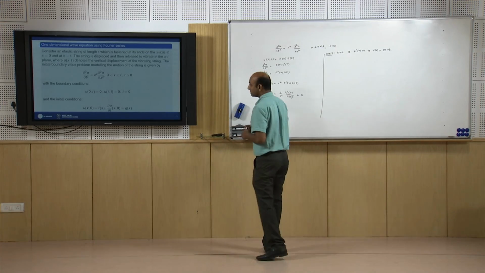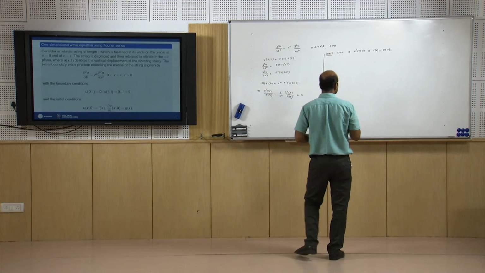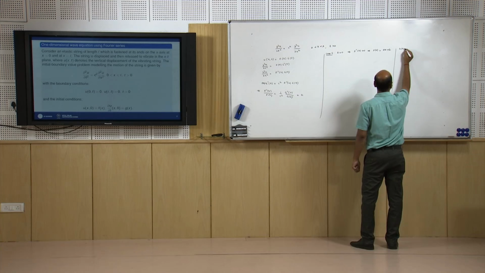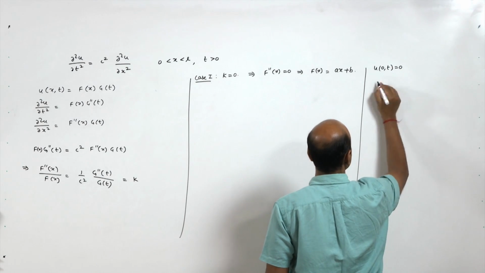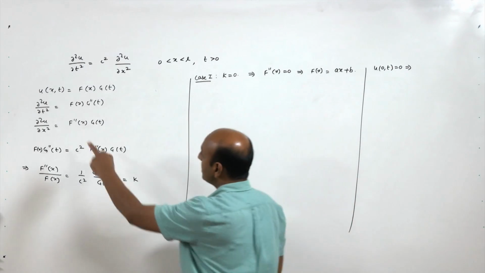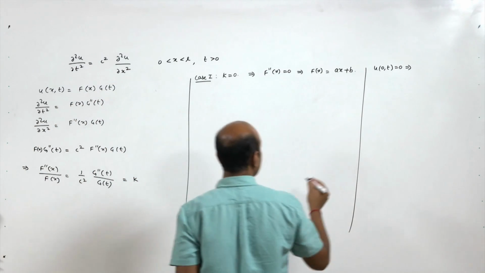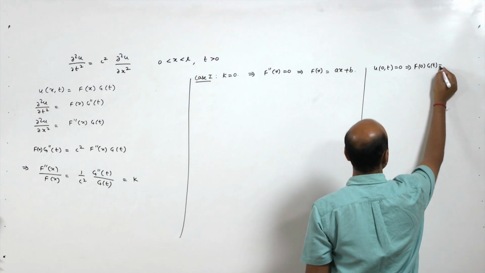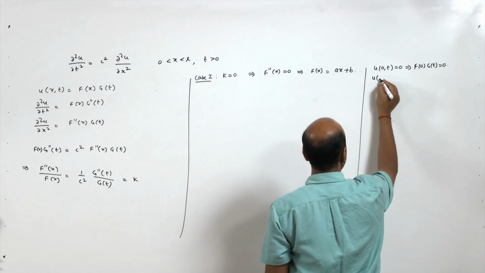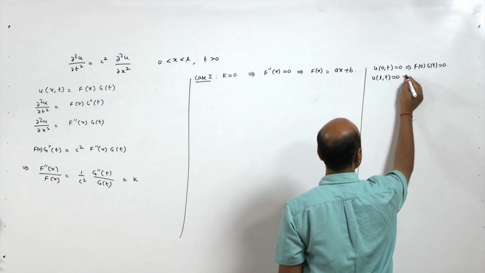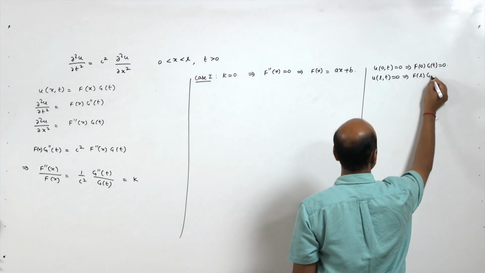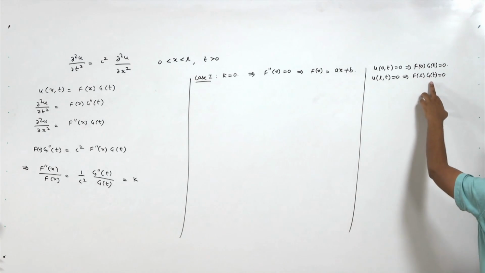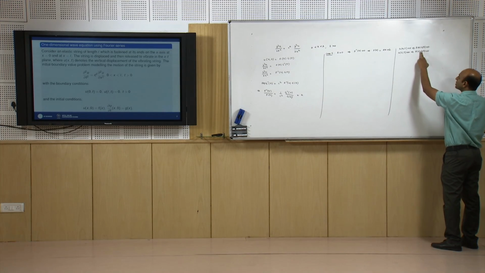Now, using the boundary conditions, what are the boundary conditions? See, it is u(0,t) is 0. So this implies, when u(x,t) is f(x) into g(t), it is nothing but f(0) into g(t) is 0. Now, u(l,t) is also 0, so this implies f(l) into g(t) equal to 0. So, from these two conditions we get either f equal to 0 or g equal to 0.